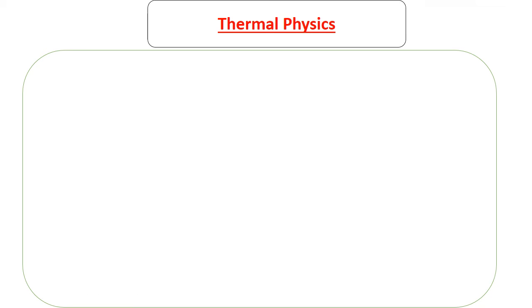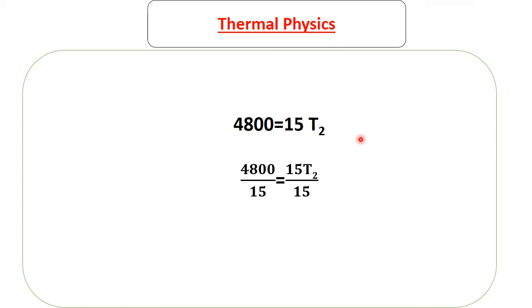So we start solving. When we cross multiply, we're going to get 4,800 on this side and 15 T2. Then we divide both sides by 15, with 15 cancelling here, and 4,800 divided by 15 is going to give us 320 K. Remember, the temperatures we are dealing with are in Kelvin.